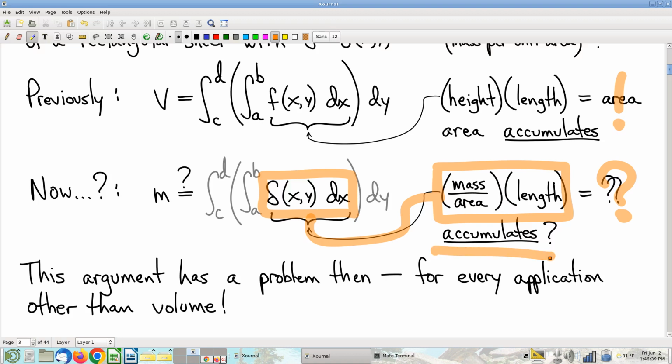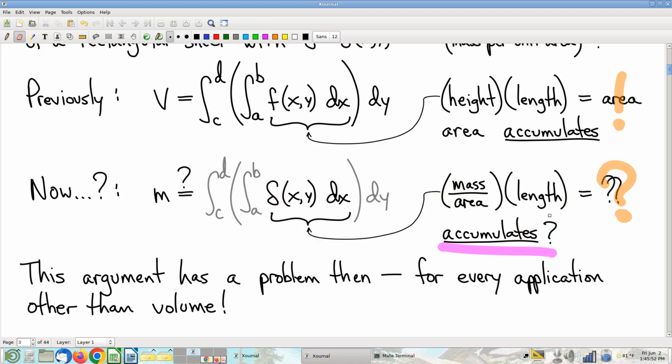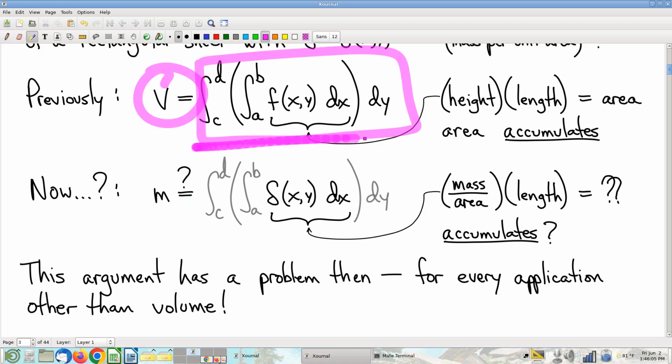Is this even an accumulating quantity? Can I even make sense out of taking an integral of that? Oh my gosh, who knows? This is not clear. So this argument, the iterated integral argument, cannot be used to compute anything other than volume specifically. This expression only works for volumes. And we're going to have to figure out a totally different way to answer questions like, how do I compute a mass? We're going to have a completely different strategy for doing that.